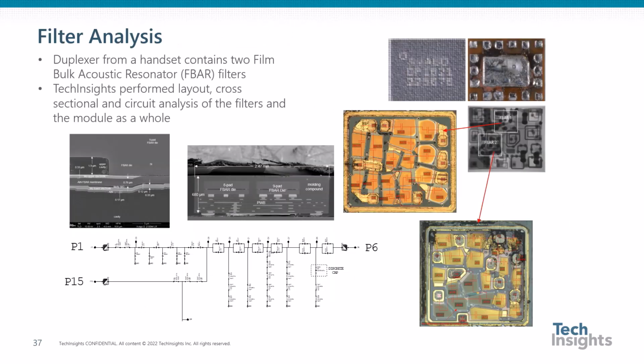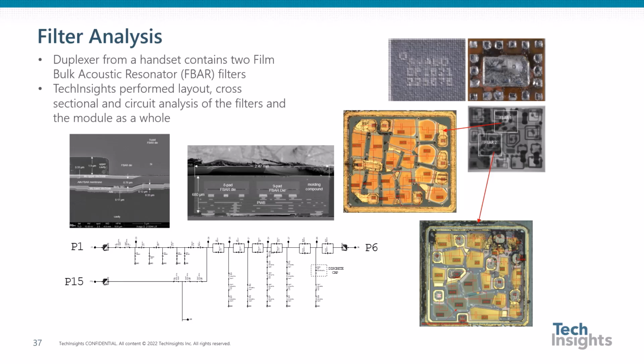The last piece of analysis I want to discuss revolves around acoustic filters. Filters, as I showed earlier, are a high growth area in the RF front end. We have performed custom analysis of acoustic filters in the past. This example, for instance, is on a film bulk acoustic resonator from a duplexer within a phone.